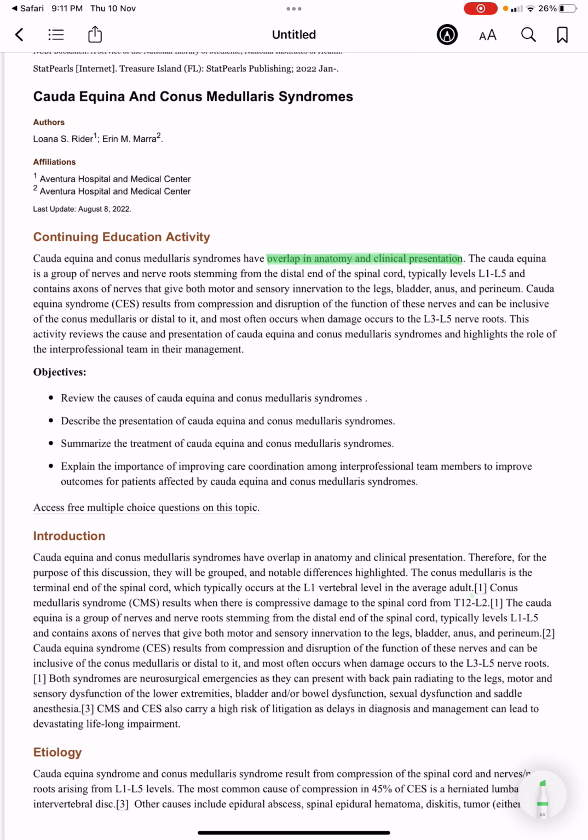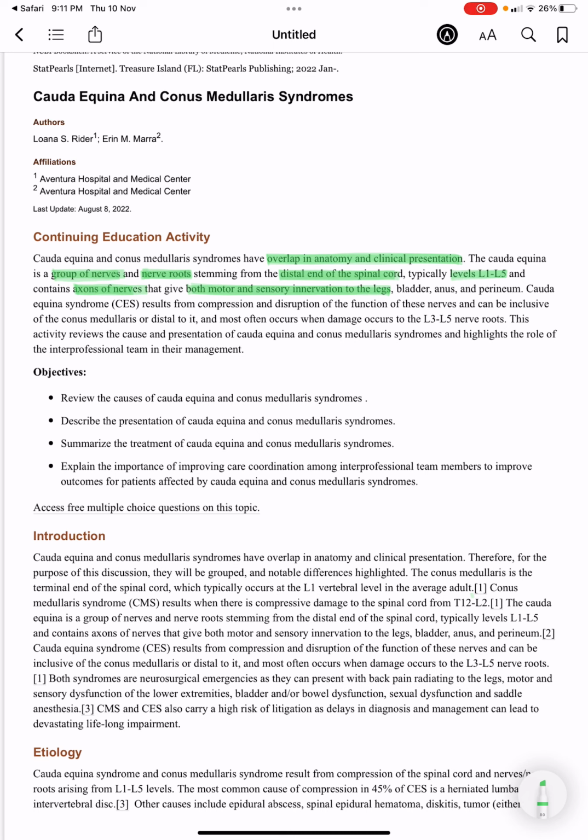The Cauda equina syndrome, no? Cauda equina means it is a group of nerves and nerve roots, stemming from the distal end of the spinal cord, levels L1 to L5, and this contains axons of nerves. It gives both motor and sensory innervation to the legs.